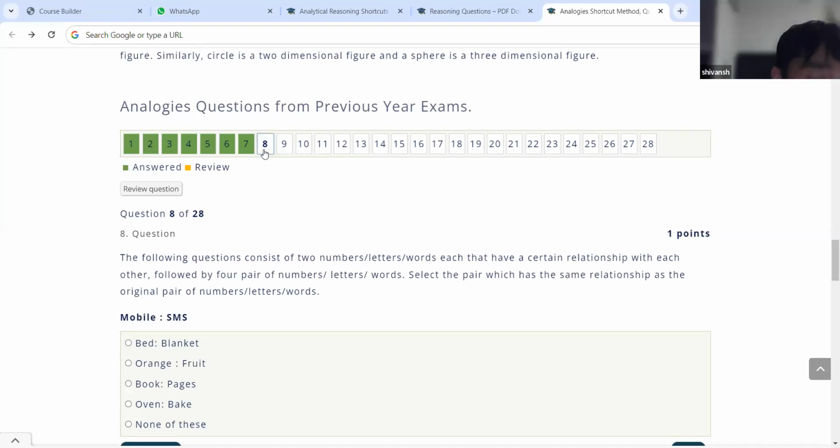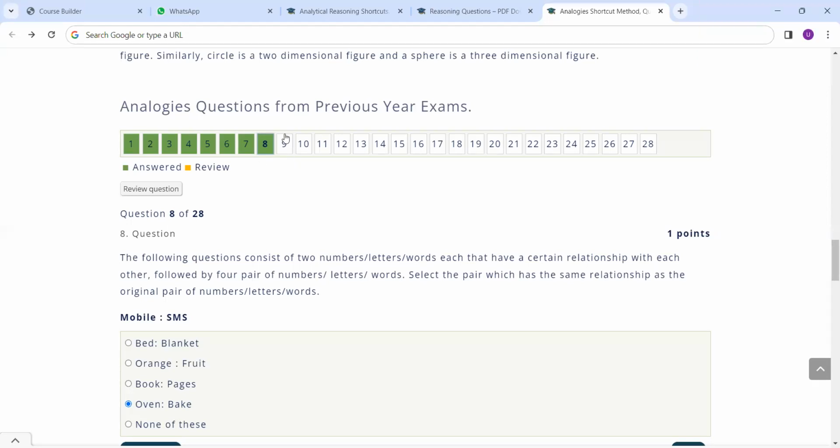Answer is correct. We require an oven to bake. Yes. Good. Move on.